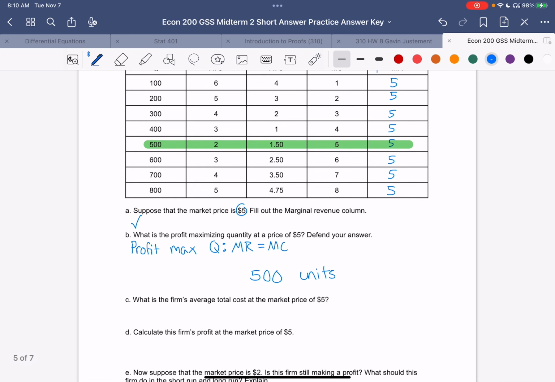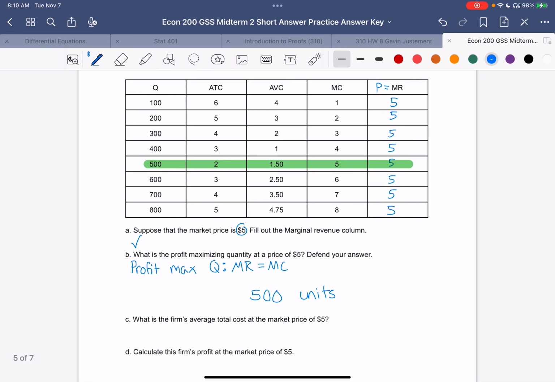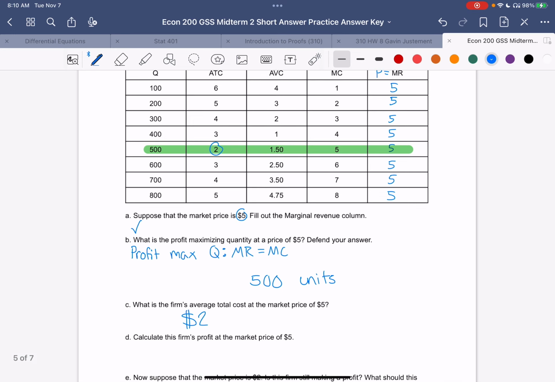All right, so what is the firm's average total cost at the market price of $5? So this just really comes down to just reading the table. So I really like to circle the entire row that is your profit maximizing row. And you see that the average total cost is $2.